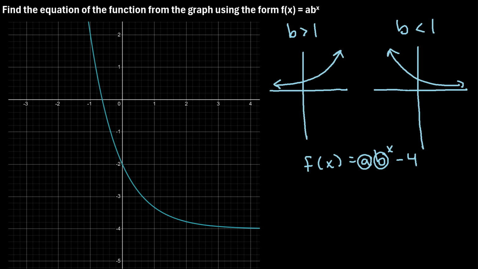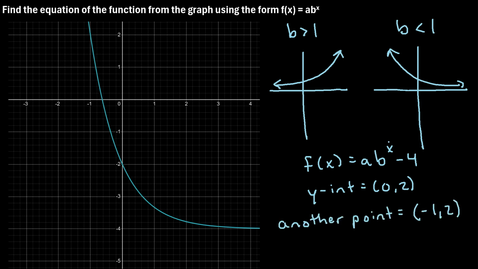So to find a and b, here's what we can do. We can first identify the y-intercept. So where does the graph cross the y-axis? That would be right here at the point (0, negative 2). So let's write that. And then we just need to identify one more point on the graph. So here we have (negative 1, positive 2). The graph also crosses this point, so let's write that. Now what we'll be able to do is plug in these x and y coordinates into this equation, and we'll be able to solve for a and b.